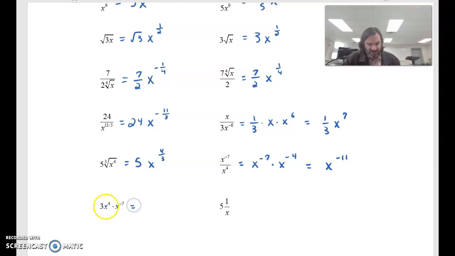The next one, 3 times x to the 4th times x to the negative 7. 3 stays there. We'll add the exponents. So it'll be 3 times x to the negative 3. And the last one, I've got 5 times 1 over x. That'll be 5 times x to the negative 1. So just make sure you're getting comfortable using these exponents. Okay? Writing things as exponents because the power rule is going to be the easiest rule we have to use.